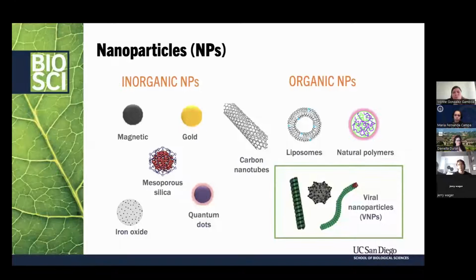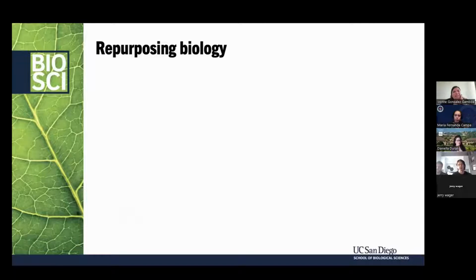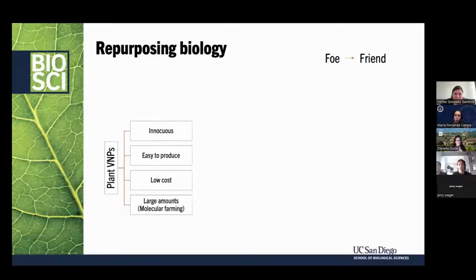So why viral nanoparticles? It might sound a little counterintuitive to use viruses to try to protect plants from other pests, while the virus itself might be considered a pest. So what we're trying to do is repurpose biology, to change this connotation of the virus as foe and make it our friend. Why do we use plant viral nanoparticles? Because they're very easy to produce, very low cost, and we can get large amounts by doing molecular farming.